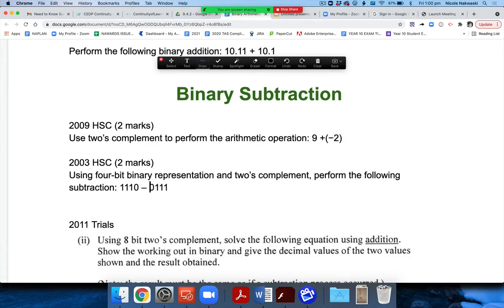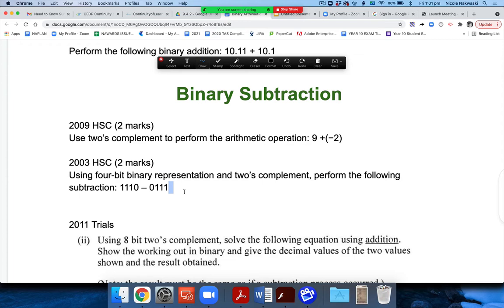Now what's going on and why do we have to use 2's complement? Well, in the introduction video, we learnt that the ALU doesn't actually know how to subtract. It only knows how to add. So how can I manipulate a subtraction to turn it into addition? You might remember from year 8, 9 and 10 maths, a negative plus a positive equals a negative.